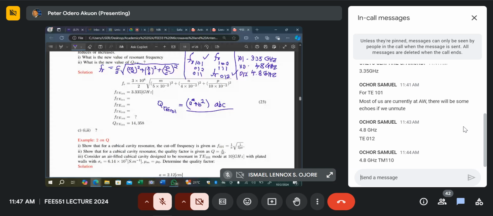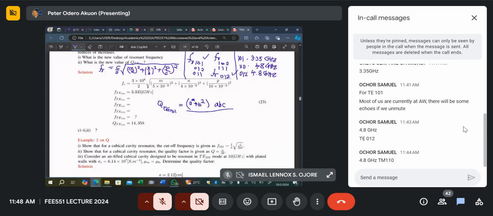And you've been given all that. So we are looking for QTE101. You have FR101 as 3.3 gig. You have the conductivity as 5.785 times 10 raised to 7. You have pi, you have mu, 4 pi times 10 raised to power 7.